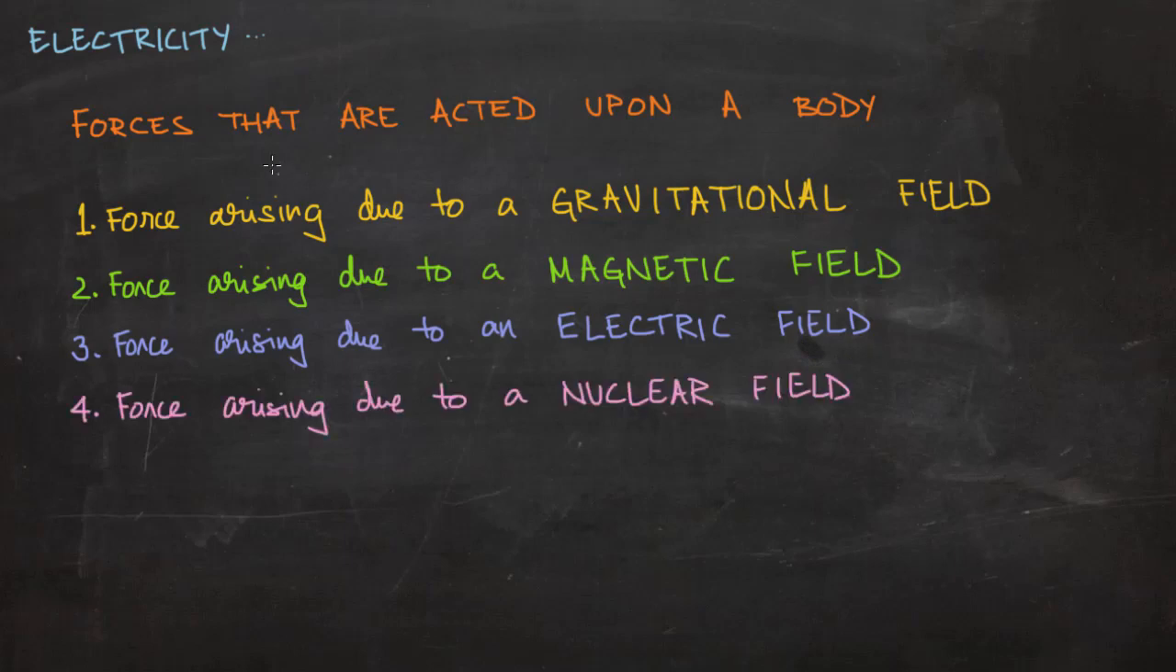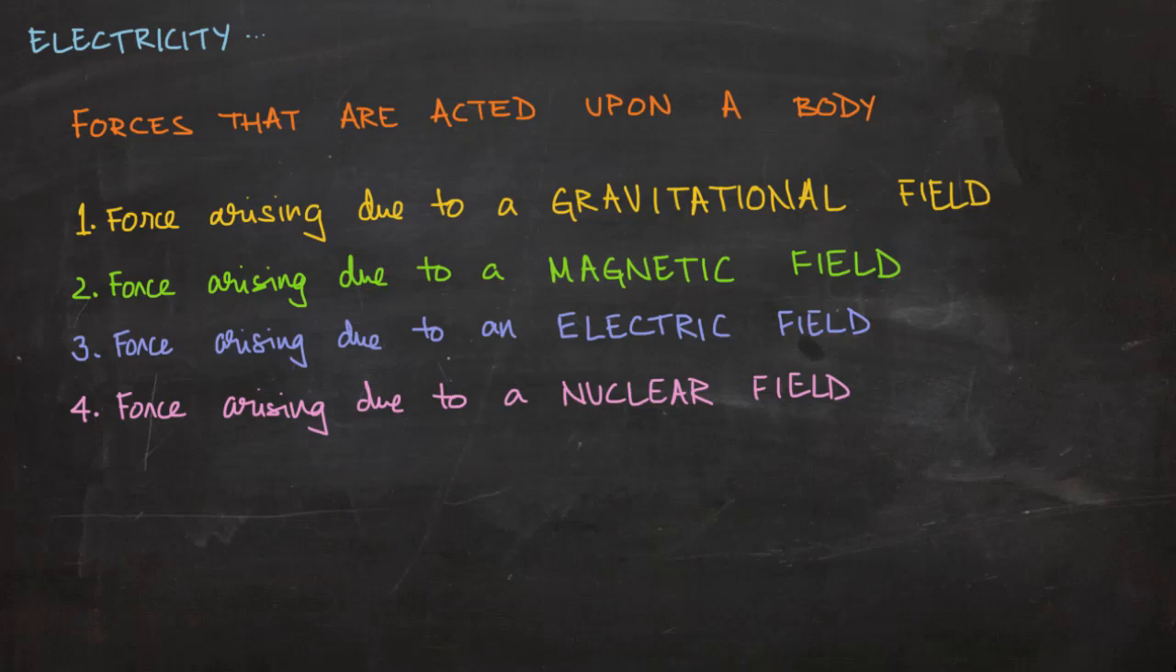Just to have a completion of knowledge of what are the other types of forces, a last kind is a force that could arise due to something known as a nuclear field. It is this kind of nuclear field which exerts a nuclear force due to which the subatomic particles, protons and neutrons, are held in the nucleus.